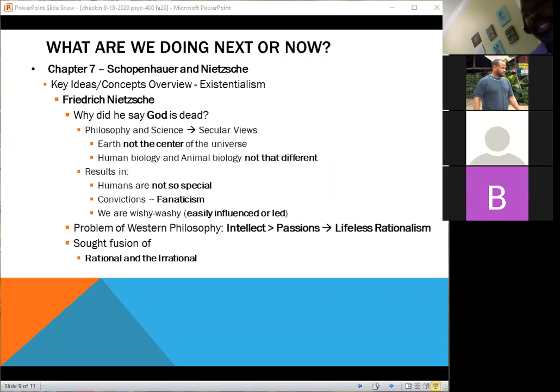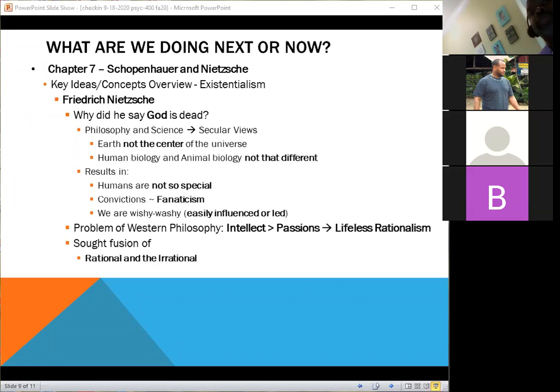Remember the geocentric versus the heliocentric models that we talked about previously. The geocentric basically said that the Earth is the center of the universe. If you're the center of the universe, are you special? Yes, you are. But now we see scientists say, well, we're not the center of the universe, so we're not so special after all.